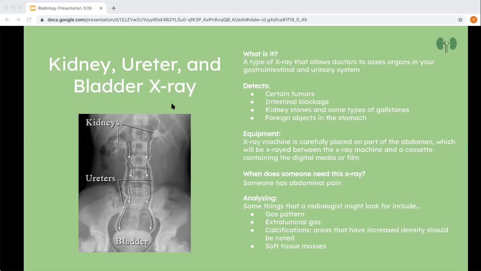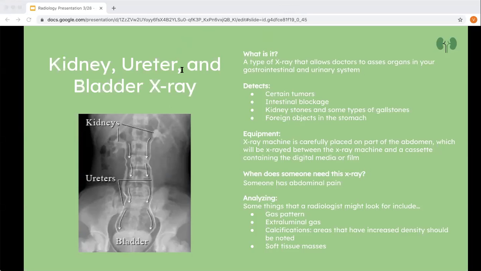For equipment, an X-ray machine would be carefully placed on the part of the abdomen, which would then be X-rayed between the X-ray machine and a cassette containing the film or the digital media. Someone might need this X-ray if they're having abdominal pain or just to take basic information like the size, position, or shape of the kidneys, ureter, and bladder.